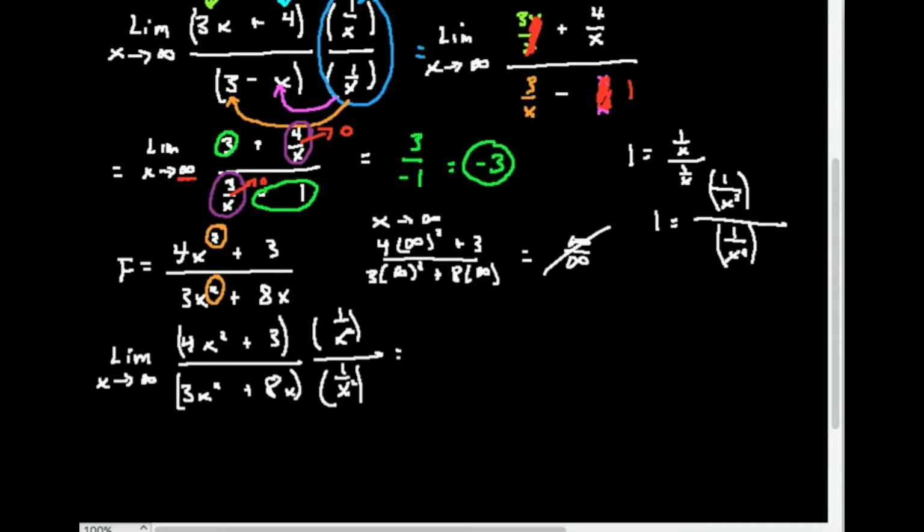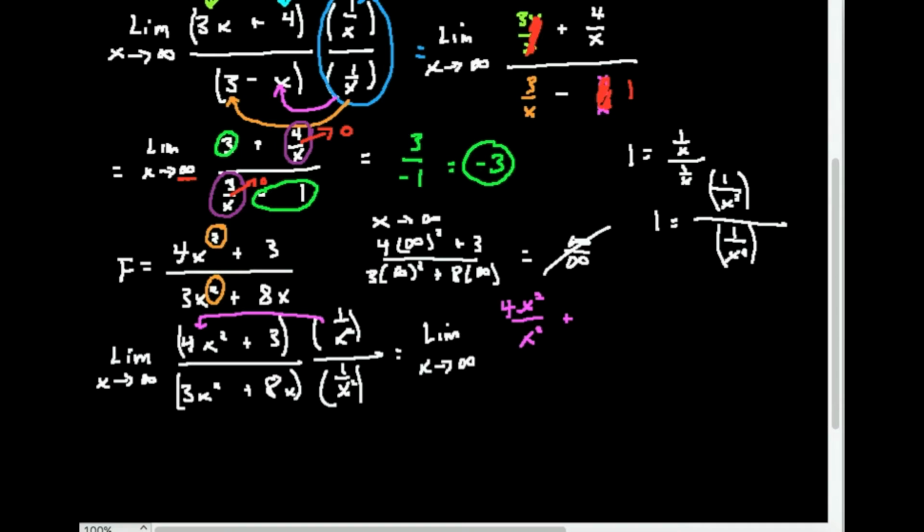So what is that going to do? Well, the first thing I'm going to do is write my limit here so I'm prepared for that. Limit as x goes to infinity. First thing I'm going to do is take this 1 over x squared and distribute it to this first term. So this is going to be 4x squared times 1 over x squared, which is 4x squared over x squared.